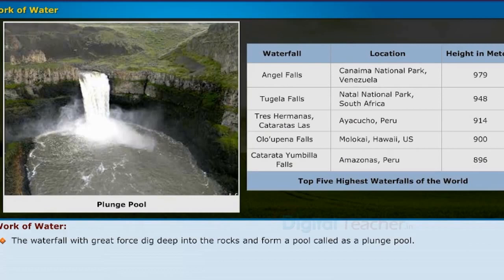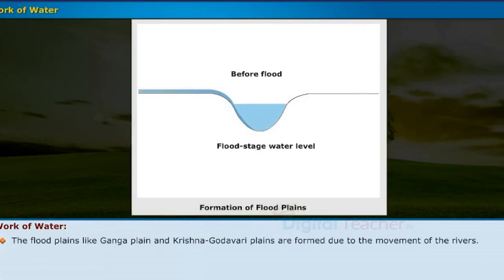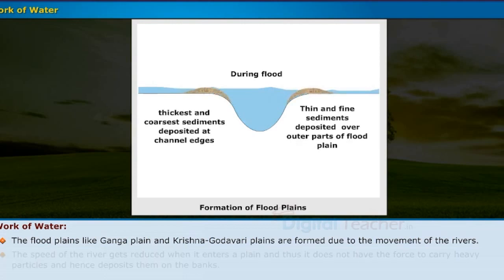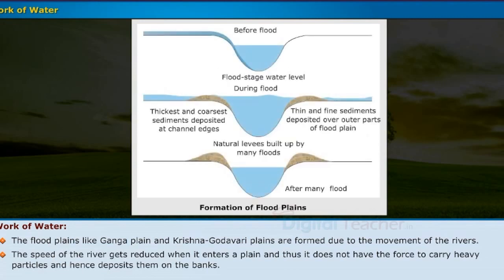The waterfall with great force digs deep into the rocks and forms a pool called a plunge pool. The floodplains like Ganga Plain and Krishna Godavari plains are formed due to the movement of the rivers. The speed of the river gets reduced when it enters a plain, and thus it does not have the force to carry heavy particles and hence deposits them on the banks. The river during floods cuts down the soil and produces silt, whereas the river without floods deposits silt.